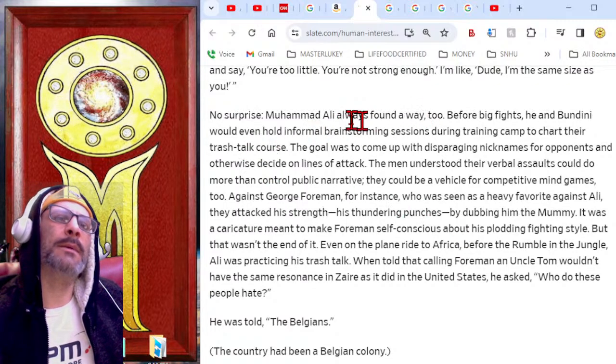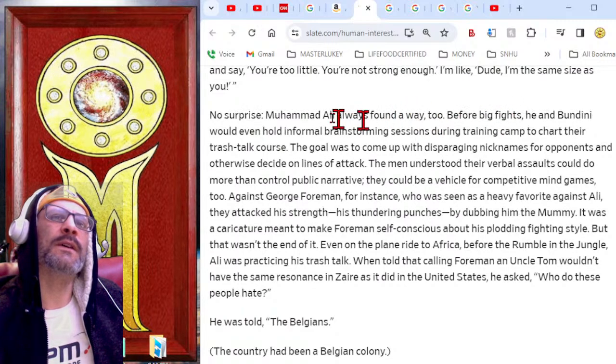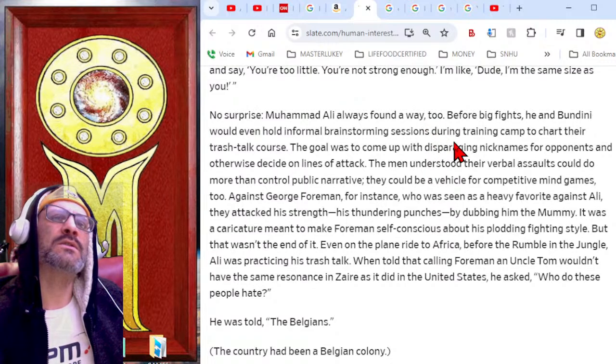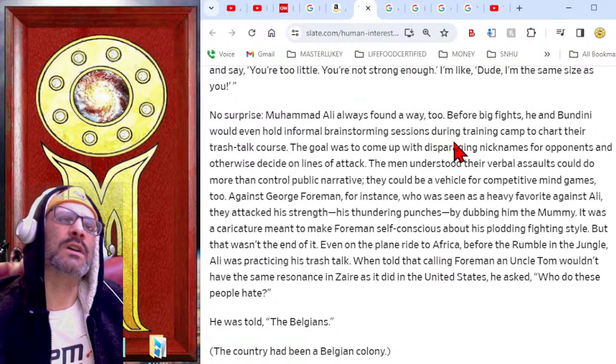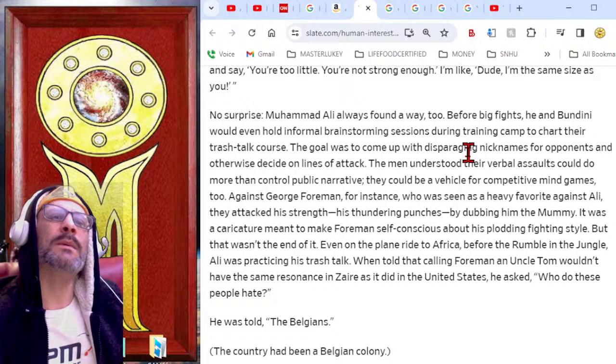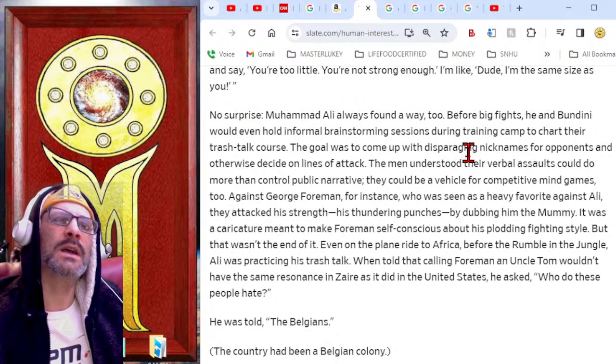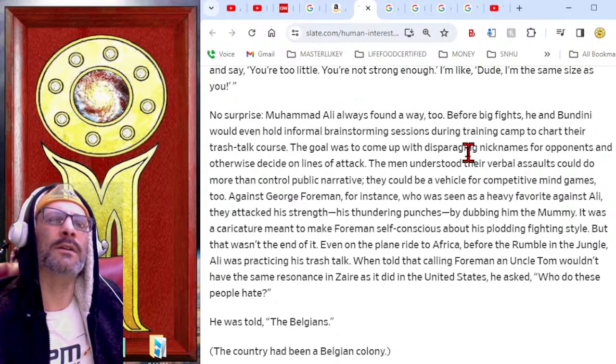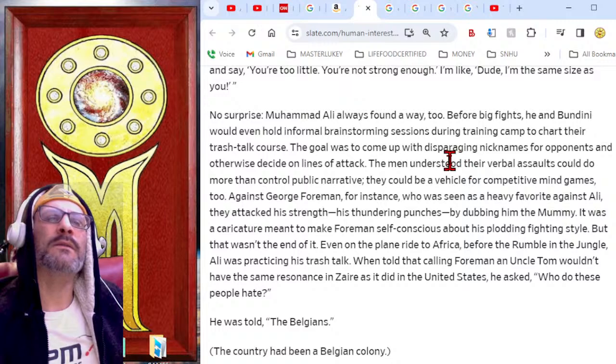No surprise, Muhammad Ali always found a way too. Before big fights, he and Bundini would even hold informal brainstorming sessions during training camp to chart their trash talk course. The goal was to come up with disparaging nicknames for opponents and otherwise decide on lines of attack. The men understood their verbal assaults could do more than control public narrative. They'd be a vehicle for competitive mind games.